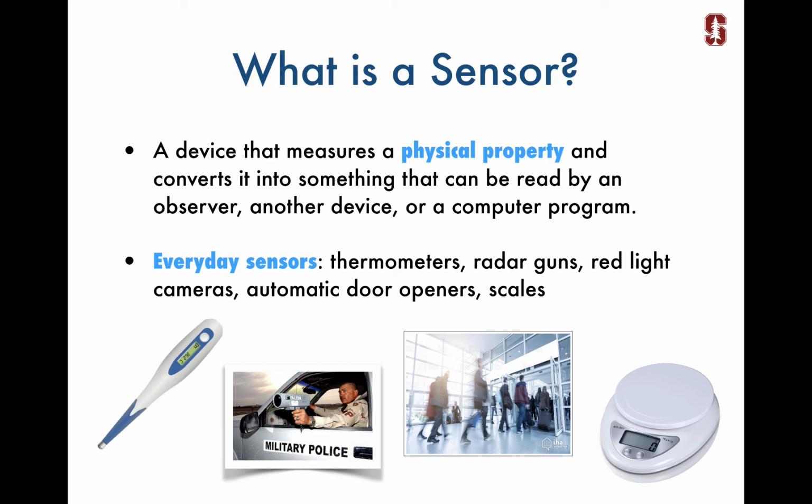Most sensors today are electronic, so the property is typically converted to some type of electrical signal. Some examples of the sensors we encounter in everyday life are thermometers, radar guns, red light cameras, automatic door openers, and scales.